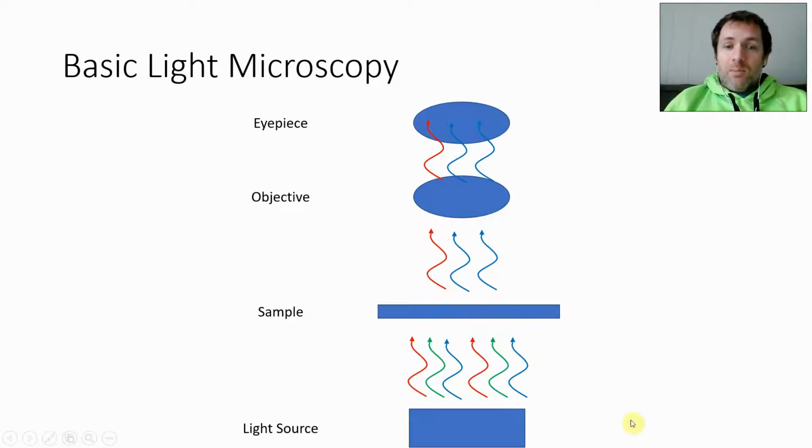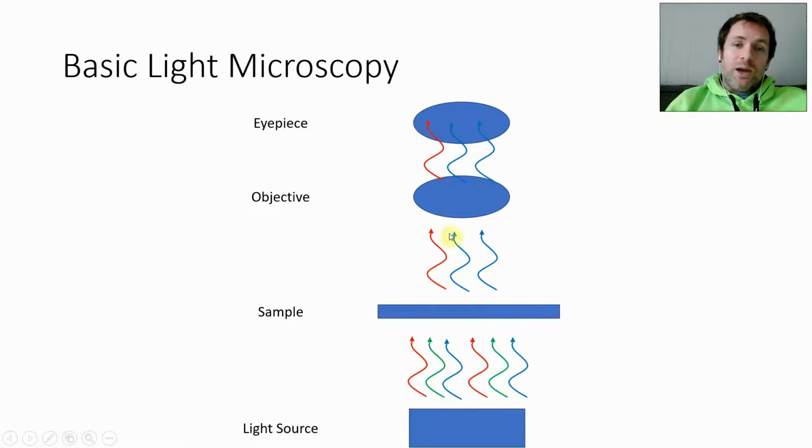So how light microscopy works is you have a light source, and this emits all the light in the visible spectrum: red, green, and blue light. It will pass through a sample, typically on a slide. Some of this light is absorbed by the sample, some is transmitted through. So the red and blue are transmitted through, whereas the green has been absorbed.